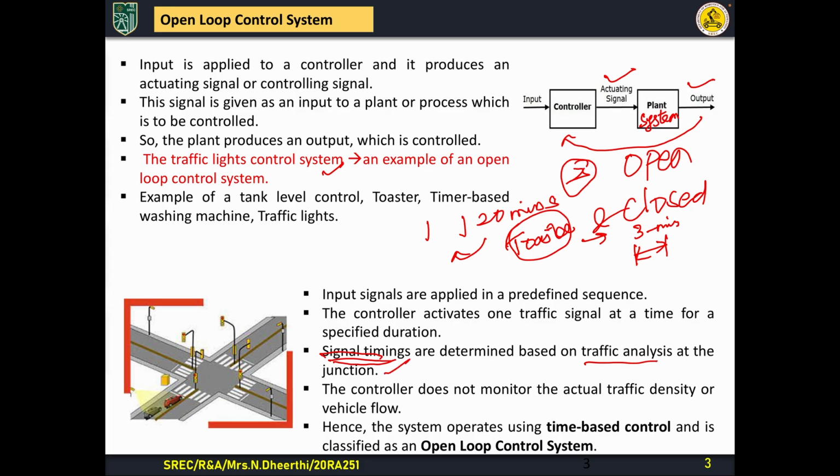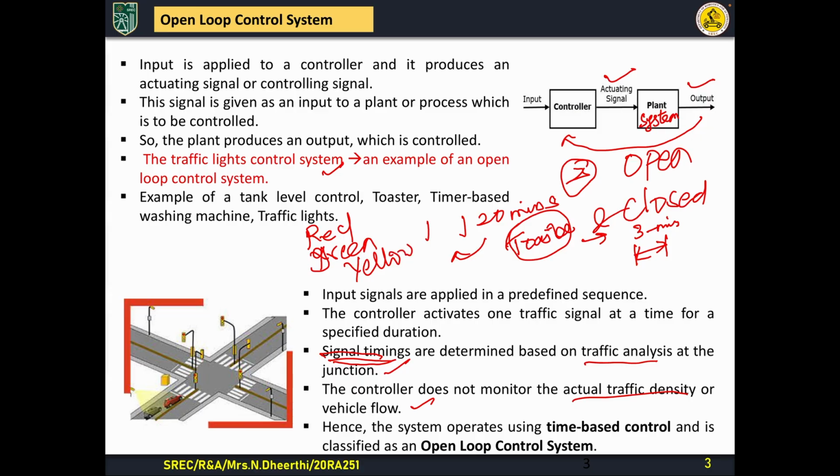You don't have any feedback. Based on the study, the time duration for the three lights is set. The controller does not monitor any traffic density at that time. It will not check for any traffic density. It works based on the timings that have been set. For example, you have the traffic lights red, green, and yellow.